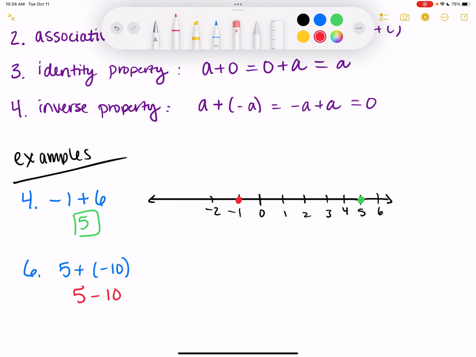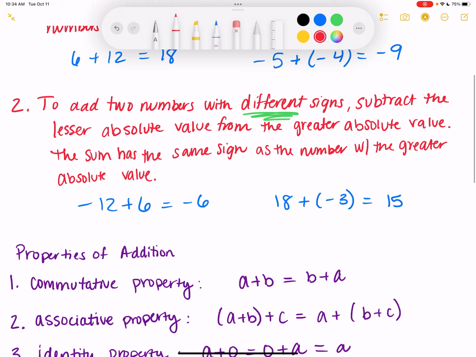So if you want to leave it the way it is up here, then we can look at it with rule number 2: we have two numbers with different signs, so one positive and one negative. So we're going to subtract the smaller absolute value from the bigger one, and the sign is going to be the one that's on the bigger number.